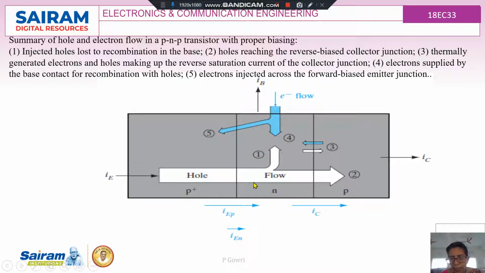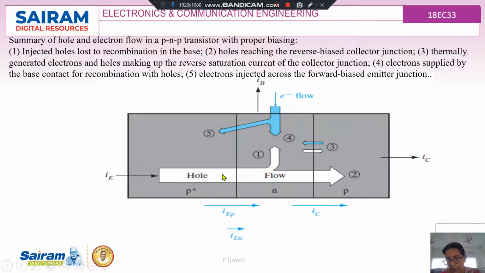Now what happens to the holes which have come to the base region? This junction is reverse biased. Since the collector to base junction is reverse biased, we know that there will be a drift current, and hence the holes coming here will form the minority carriers. These minority carriers present in the base region will be drifted towards the P region. So all the holes present here will be moving towards the P region, or the collector region. That movement results in the current IC.